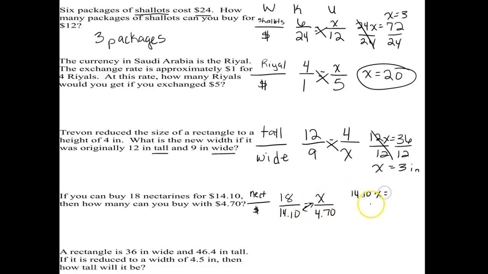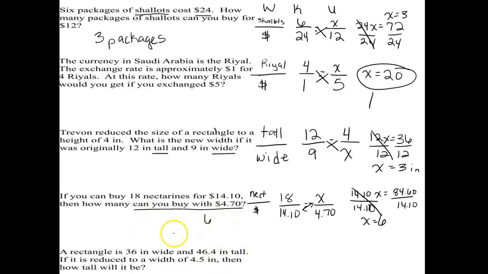I have $14.10 times x is equal to 18 times $4.70. 18 times 4.70 is 84.60. All right, to get x by itself, I'm going to divide both sides by $14.10. And x equals 6. So I can buy 6. How many can I buy with $4.70? I can buy 6.